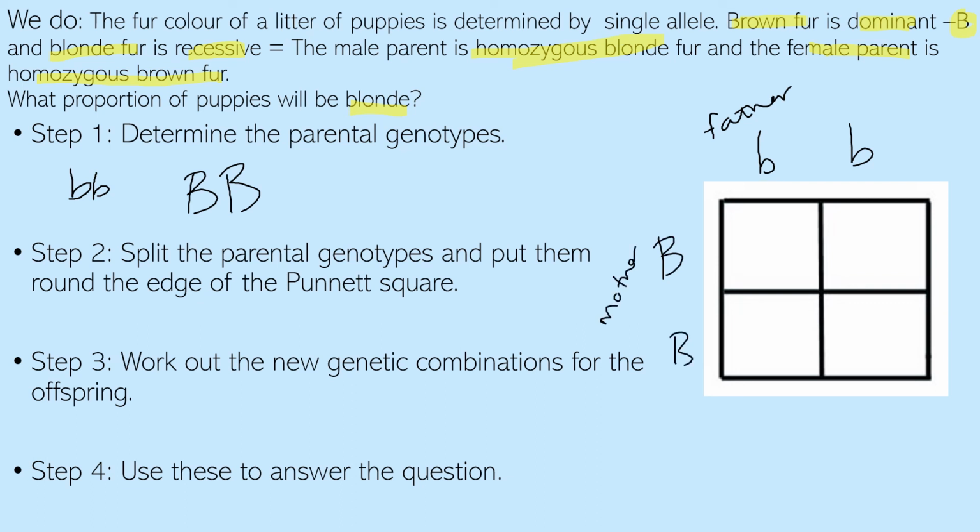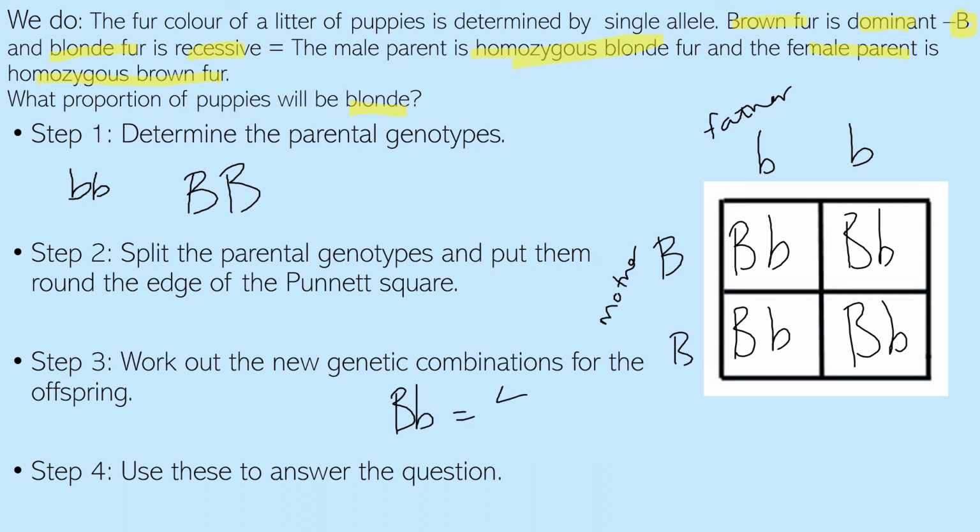Okay, and then we'll do exactly the same thing and cross them over. So I know I've got a big B and a little b. I've got again a big B and a little b. And then again I've got a big B and a little b, and again big B and little b. Okay, so now I need to write down the new genetic combinations I have. So the only one I have is big B, little b, and that is 100%.